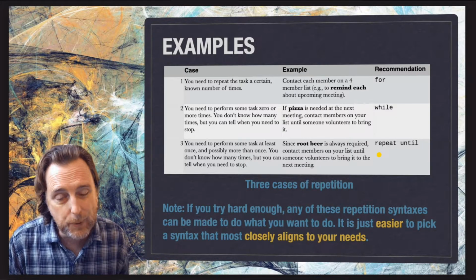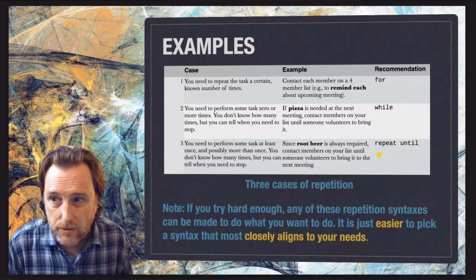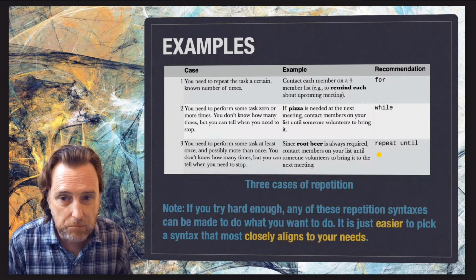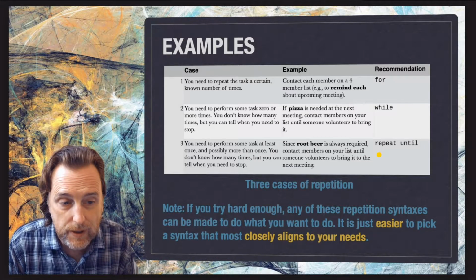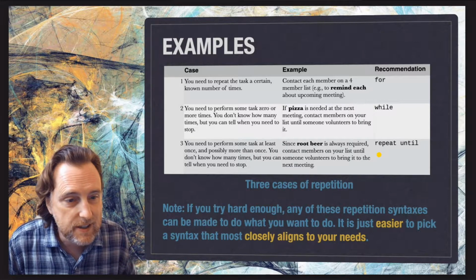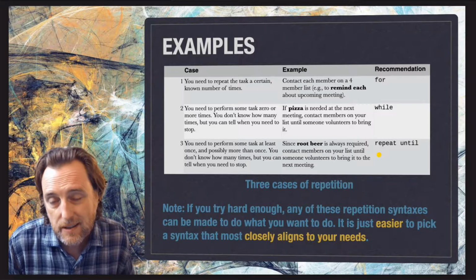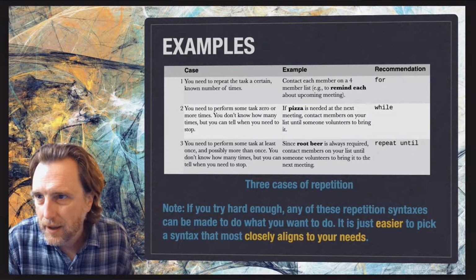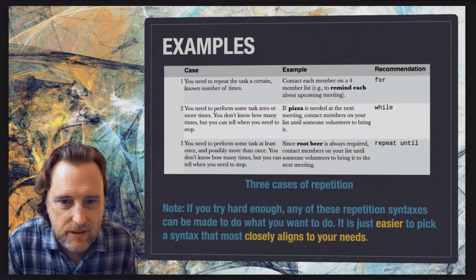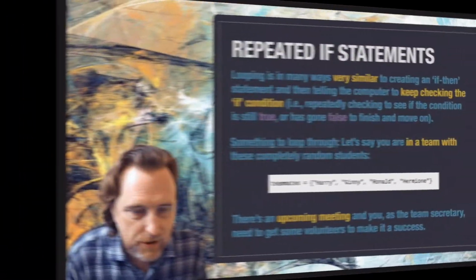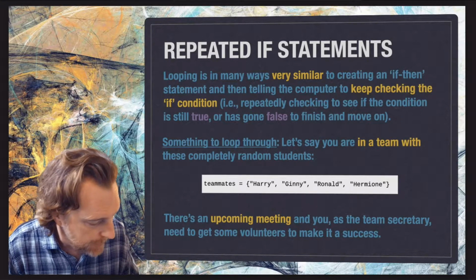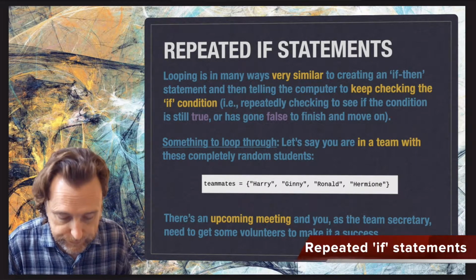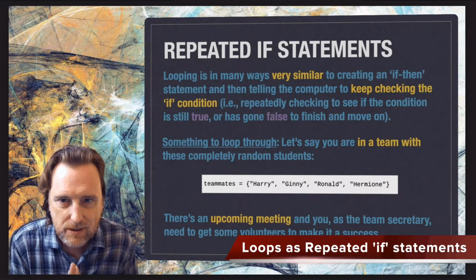Or is it possible that I don't need to do it at all? Depending on how the logic plays out, I may not need to execute the code even once, in which case that's a 0 or more times case, and that's the while loop recommended. All right, so my plan today is essentially to dive into the for loop and give you some examples, some follow-along stuff, to get your head into repetition.